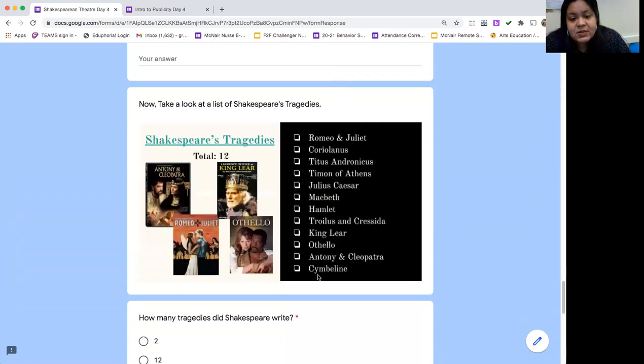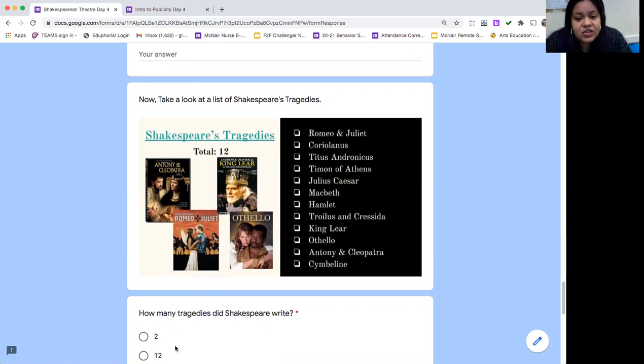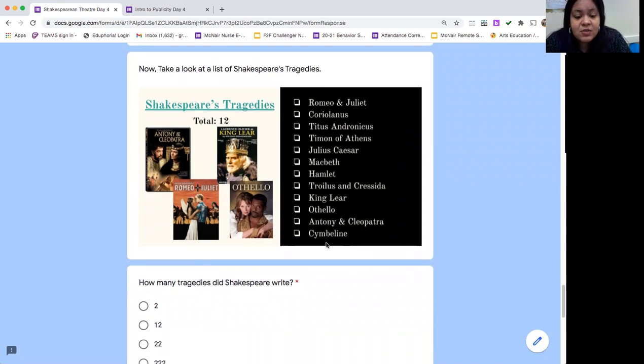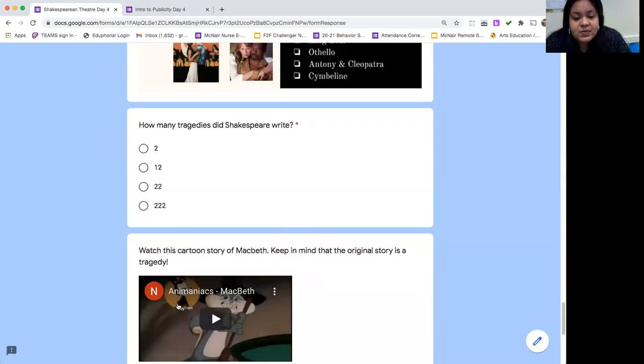Then you'll take a look at Shakespeare's tragedies. You'll see that he wrote fewer tragedies than comedies, but his tragedies are just as famous as his comedies. As you can see from here, again, I included all movie covers here. They've all been made into movies time and time again. And so you'll answer the reflection questions underneath. After you read these titles, just to get yourself familiar with them, you'll answer the questions beneath.